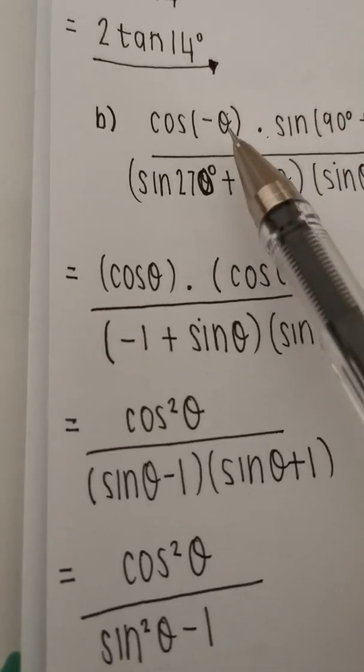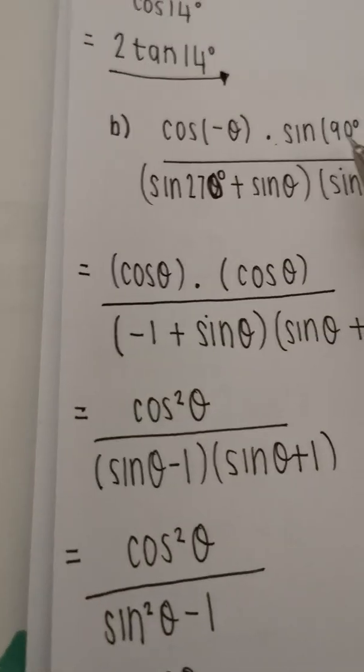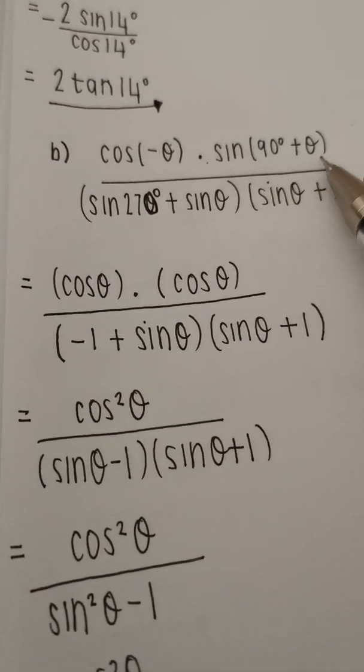Anyway, let's continue. Cos of a negative angle, we discussed this, it gives us cos theta. This here is 90 degrees plus theta.